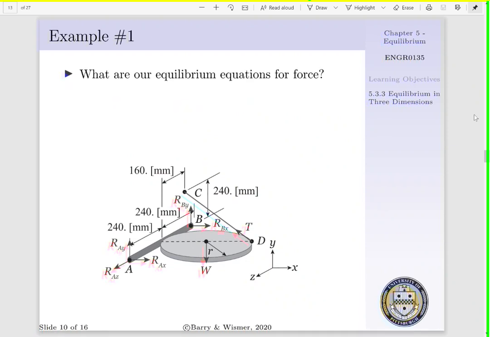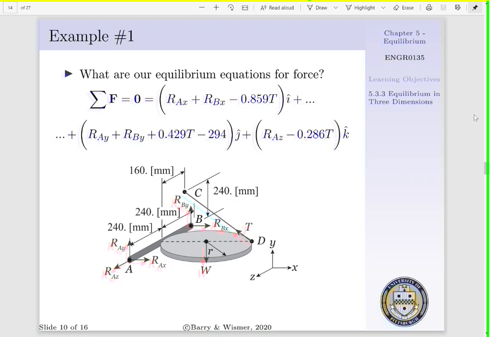We will construct an equilibrium equation for our forces. To begin, we'll say the summation of our forces has to be equal to 0. That is, in our x direction, the summation of forces existing within our x direction would be RAX plus RBX minus 0.859 T. Then we can look at the summation of forces in our y direction. We'd have RAY plus RBY plus 0.429 T minus 294. And lastly, in the z direction, we'd have RAZ minus 0.286 T.